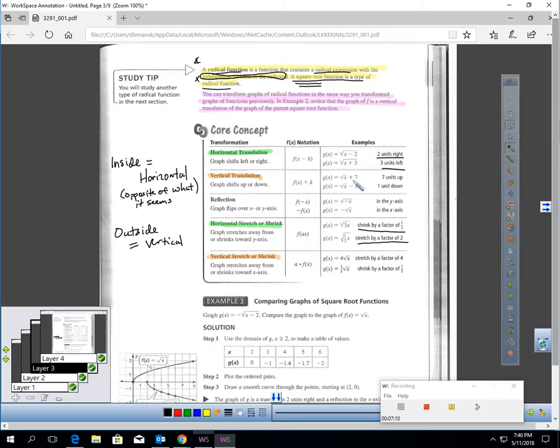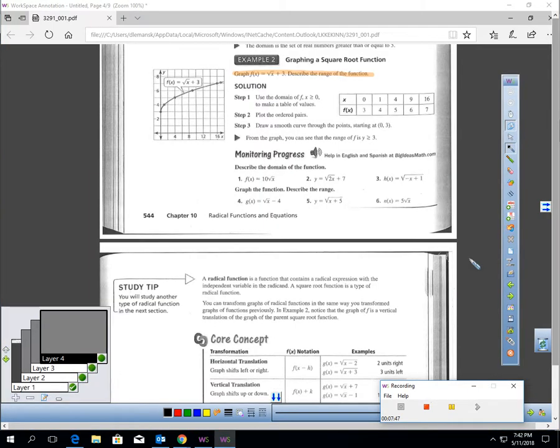Remember, vertical is outside. Vertical's normal. So when you see outside adding 7, that's moving my graph up 7. Or minus 1, moving it down 1. Or here, multiplying outside by 4 stretches my graph by 4, or if I multiply by a 5th, it's going to shrink my graph by a 5th. Negatives will reflect the graph. If the negative is outside, that's a vertical reflection. If it's inside, that's a horizontal reflection. Okay? Now that we talked about that, I think we can look at this.